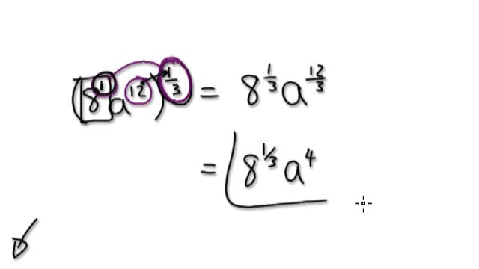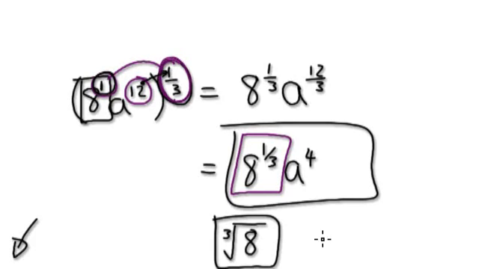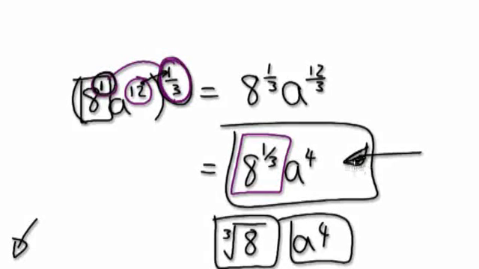Okay, so this could be your final answer, and if you get confused with this bit here, then you can visualize that as a cube root of 8. So it will be the cube root of 8 times a to the power 4. But this is actually simpler, so we can leave it as this. But if you ever get confused inside your mind, then you can visualize it as this.